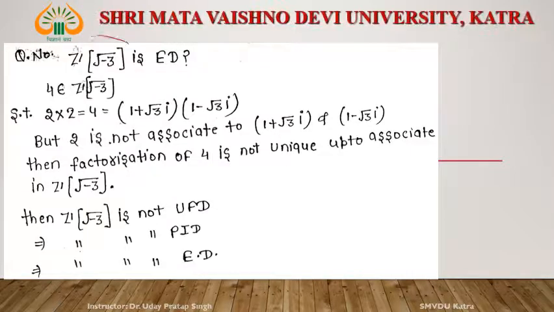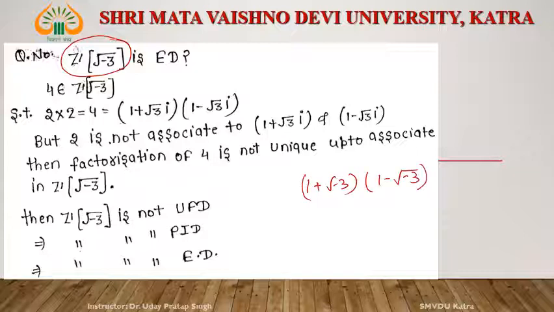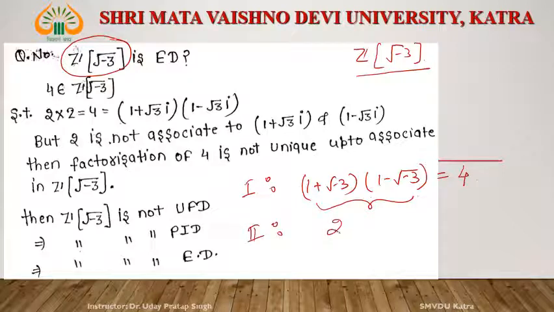Now come to Z square root of minus 3. What is Z square root of minus 3? 1 plus square root of minus 3 into 1 minus square root of minus 3. What is this? This is a square plus b square, that is 4. It means 4 can be written in this way. Now, we are talking about the domain Z square root of minus 3. So this is the first expression of 4. And what is the second expression of 4? 2 into 2. Okay, this is equal to 4. This is the second expression.